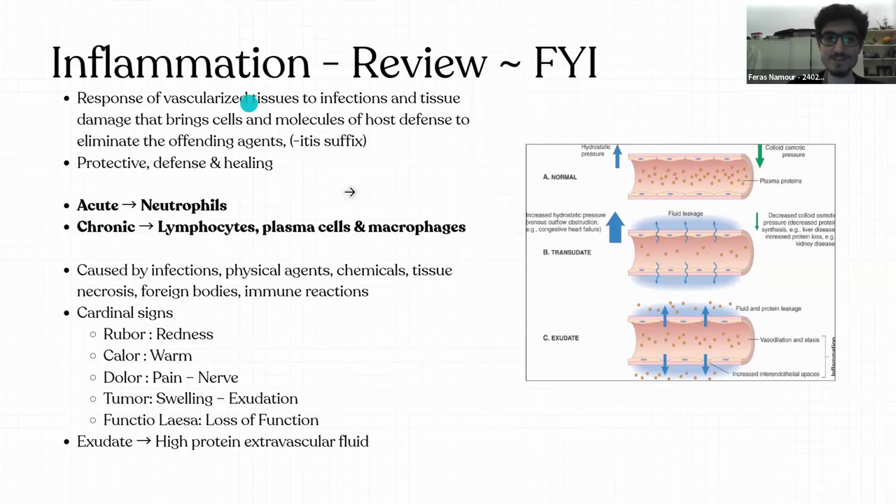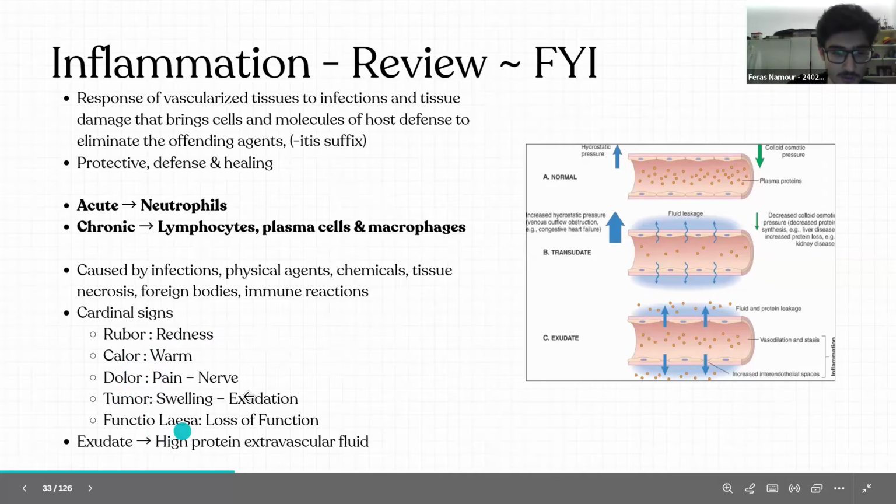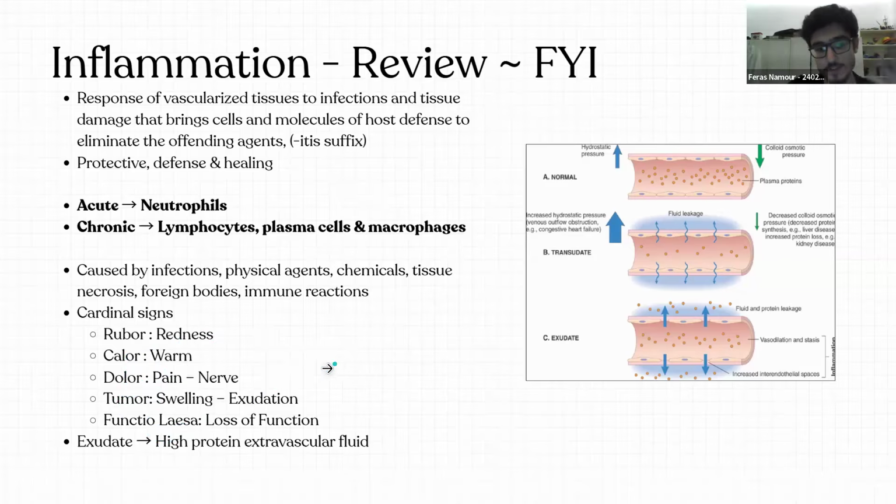Now, the cardinal signs of inflammation, you must memorize them like your name. Rubor, redness, hyperemia; calor, warmth, also hyperemia; dolor meaning pain; tumor is the swelling and exudation; and functio laesa, which is loss of function. They're just so extra with it. You should know these like your name. These will come. Maybe they'll tell you to list them. And these also are basics for your clinical practice as well.